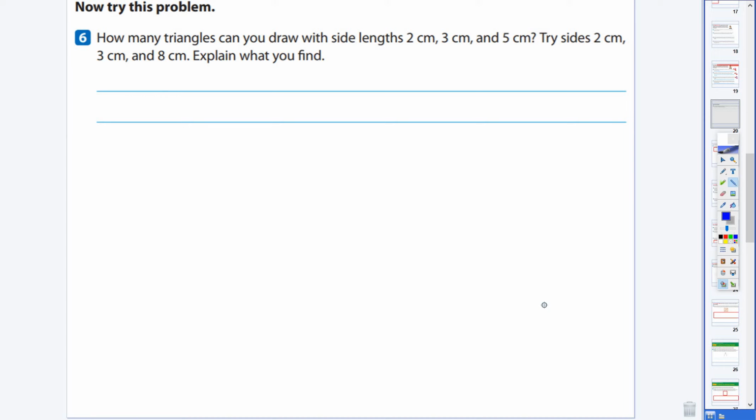Let's look at this problem. How many triangles can you draw with side lengths 2 centimeters, 3 centimeters, and 5 centimeters? Try sides 2 centimeters, 3 centimeters, and 8 centimeters. Explain what you find. So pause this video, solve it, and see what you've come up with, and then you can check your answers after you unpause.